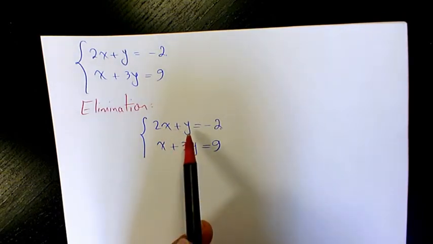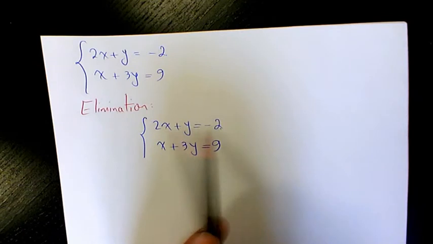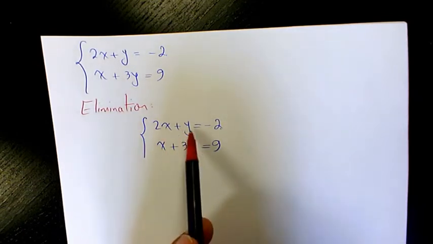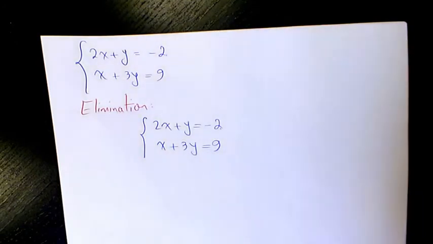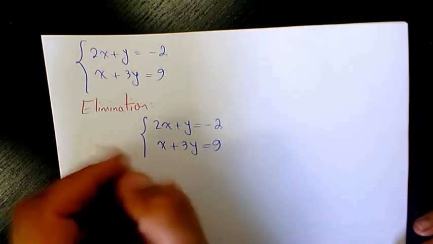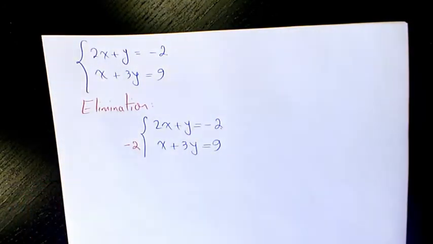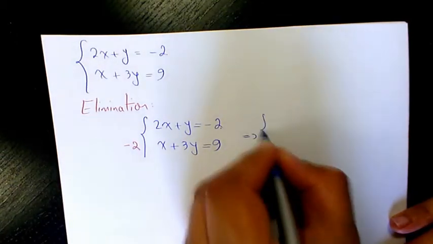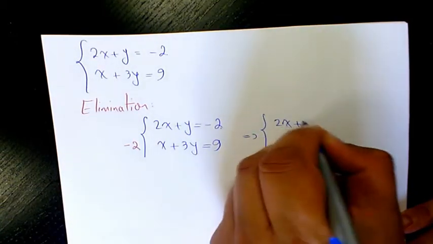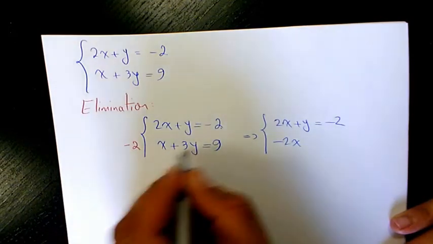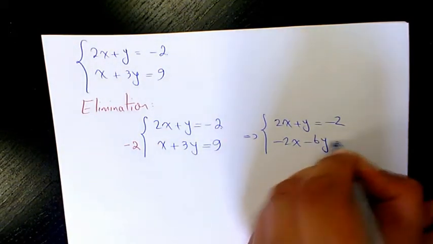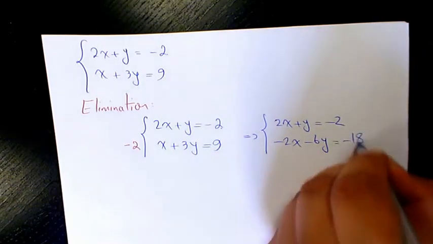If you want to eliminate y, you need to multiply the first equation by -3. So it's going to be -3y. Here we have +3y. When you add them, it's going to be 0. So I think it doesn't really matter. I'm going to multiply the second equation by -2 and keep the first equation as is. -2 times x, -2x, -2 times 3y, -6y, -2 times 9, -18.